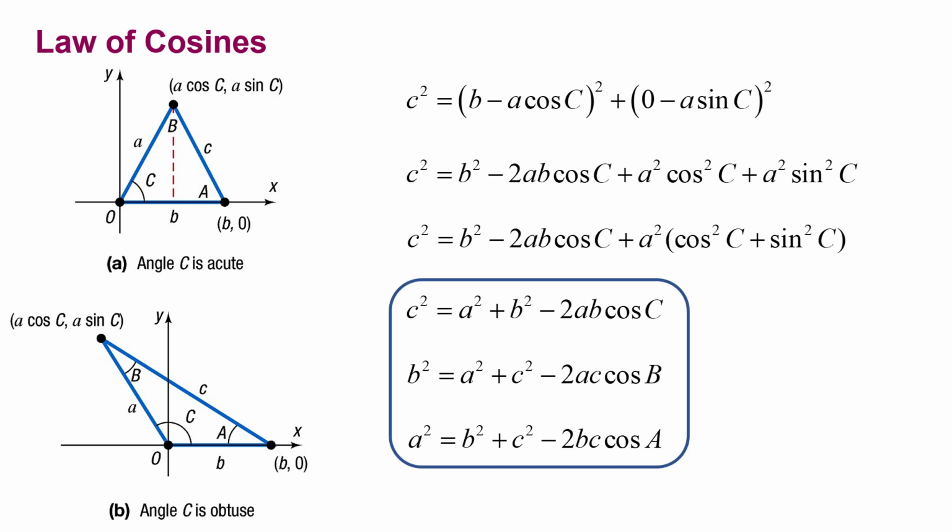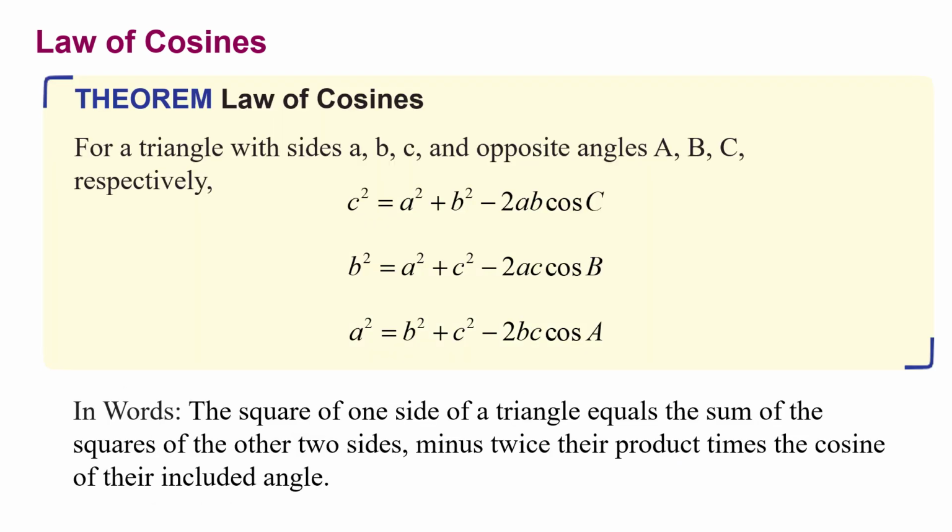These last three equations make up what we call the law of cosines. The formal statement of the law of cosines says that for any triangle with sides A, B, C, and opposite angles A, B, C, respectively, we have those last three equations we wrote on that prior slide.